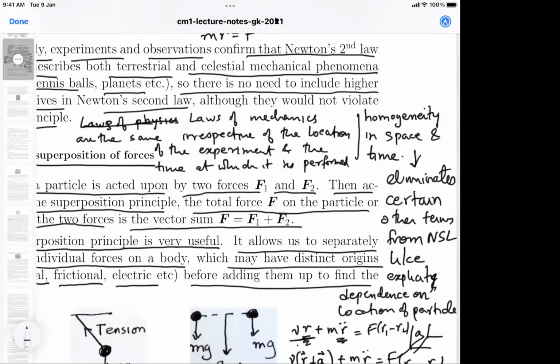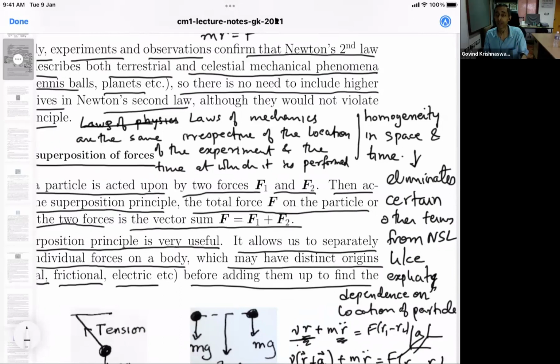Okay, sir. So what are we going to cover in the present course of classical mechanics one? The outline of topics is given on the course web page. That gives a rough idea. Yes, thank you.